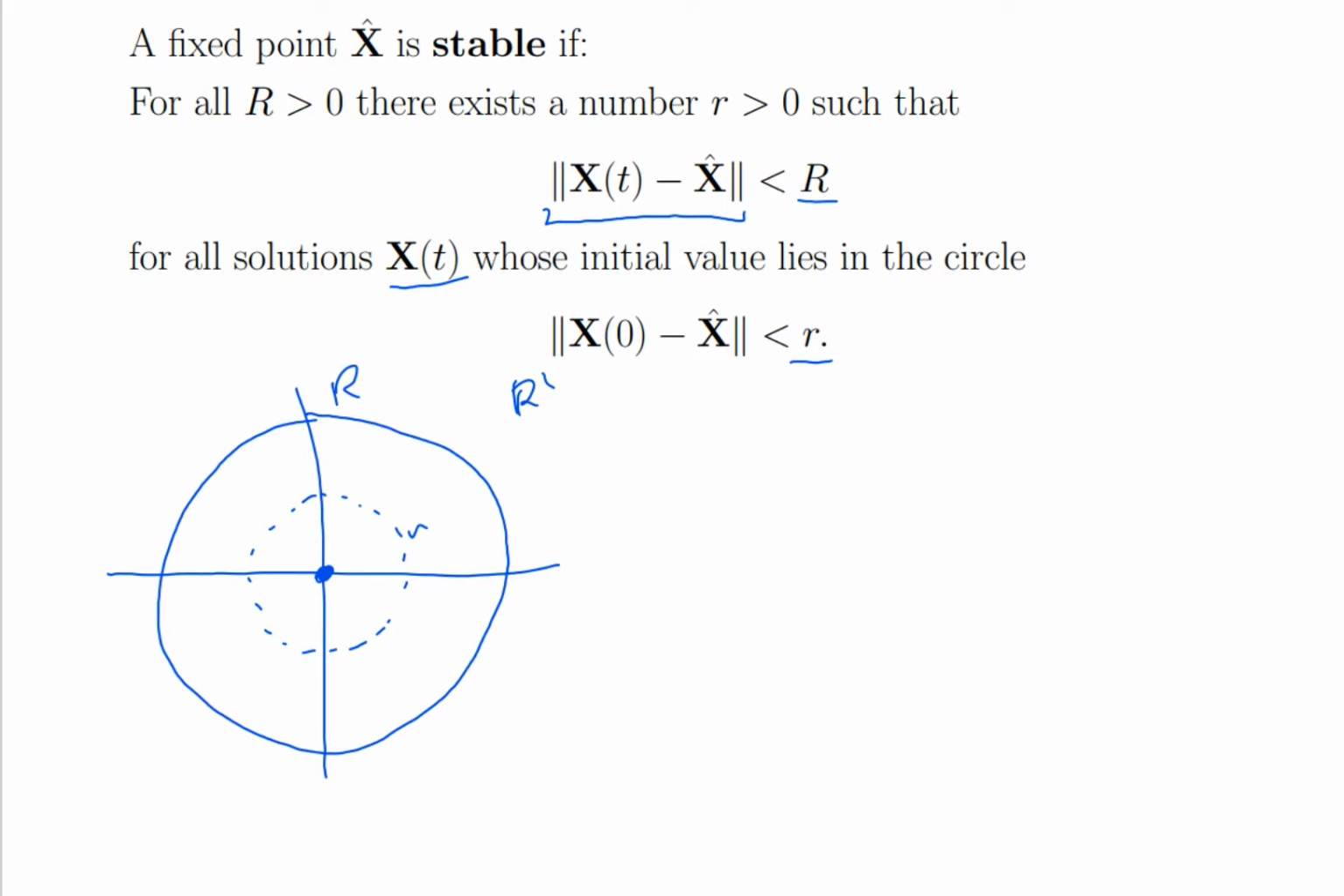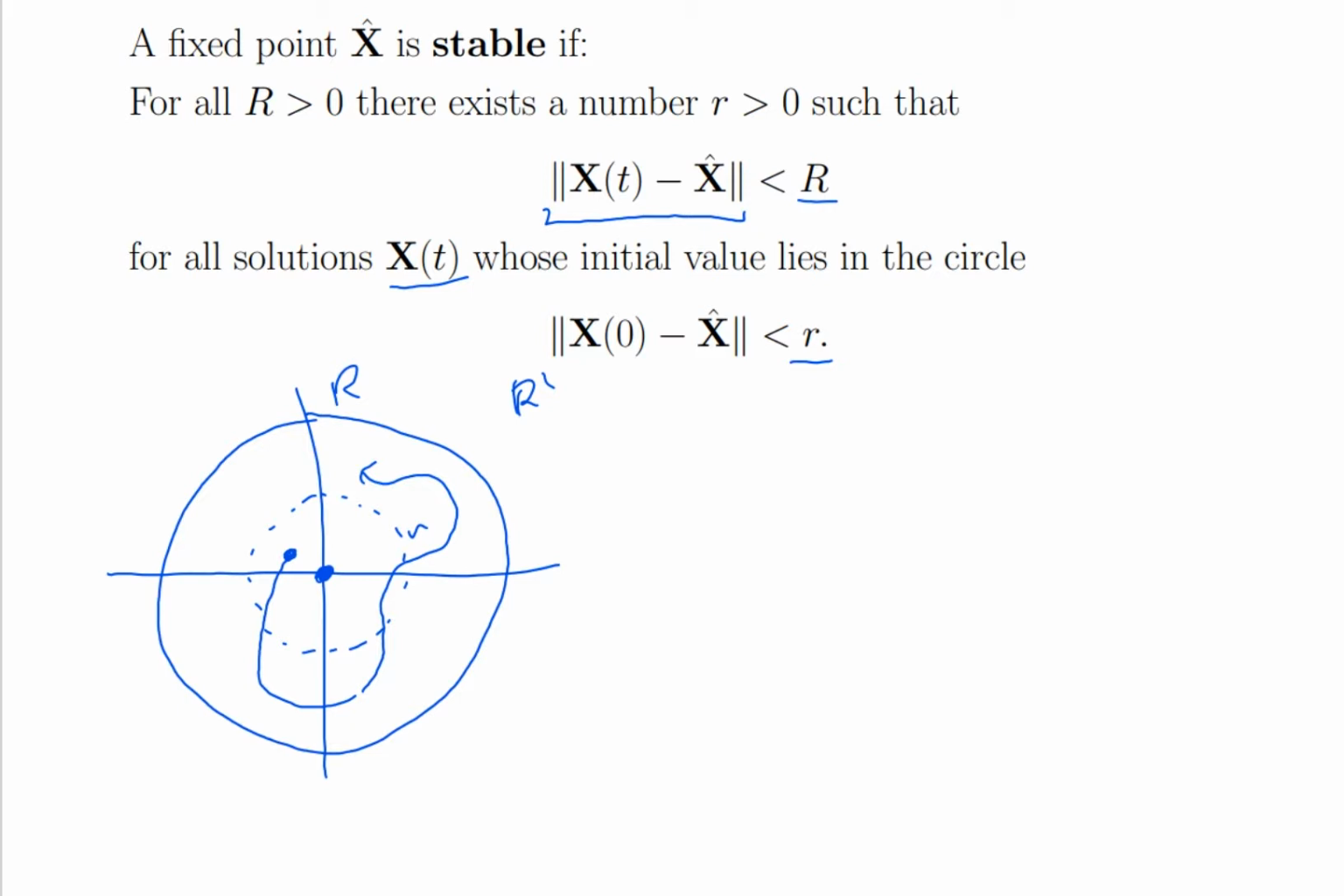So that means that you may be able to start here inside the little circle. You are allowed to move away a little bit, as long as you stay inside the big circle forever. Of course, you may also turn out to stay inside the little circle and never move any further away from the fixed point than you started, but you are allowed to move away a little bit.